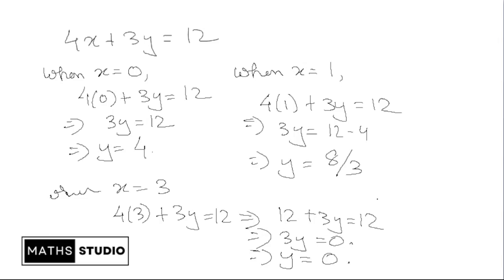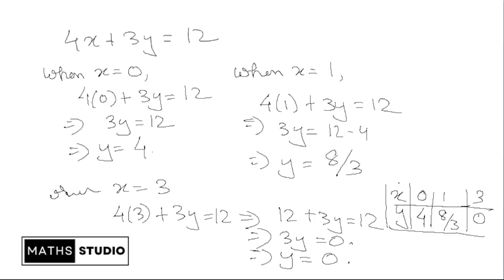Okay, so x and y, what values are we getting? When x is 0, y is coming as 4. When x is 1, y is coming as 8 by 3. When x is 3, y is coming as 0. So I found 3 solutions. Okay, if they ask for more solutions, as in 4 solutions, you find one more value.